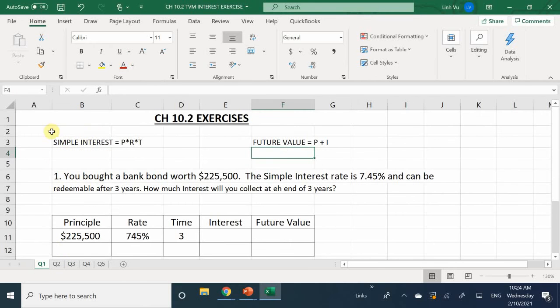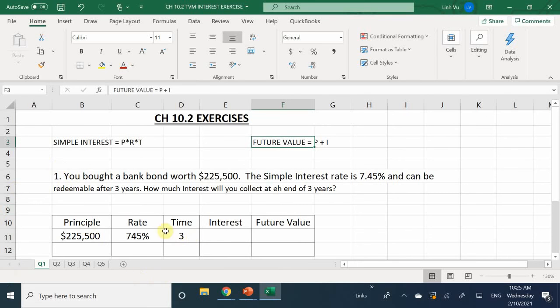All right, so question number 1. I even went ahead and placed the formulas right above for the Excel worksheets. So here in this question, it says that you bought a bank bond worth $225,500. The simple interest rate is going to be 7.45%, and it can be redeemed after 3 years. How much is the interest worth?